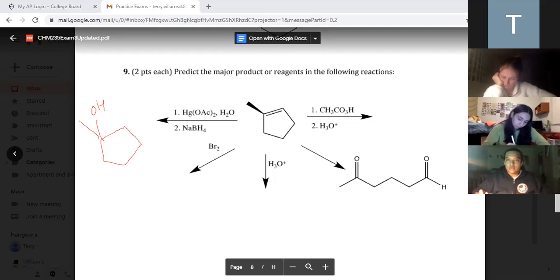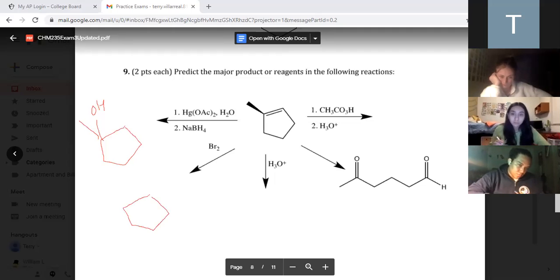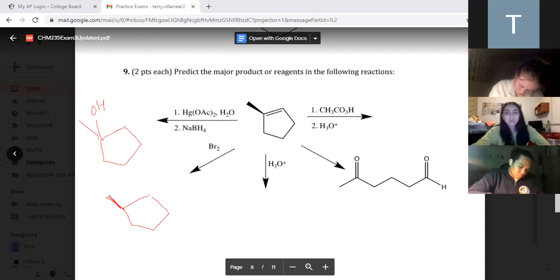So for our next one, we're adding Br2. So when you add a dihalogen, you are simply going to add a halogen to either side of that double bond. The only thing you need to remember is that they are going to be in opposite directions. So one is going to be a dash, the other will be a wedge. So then that means you're going to get a second one.